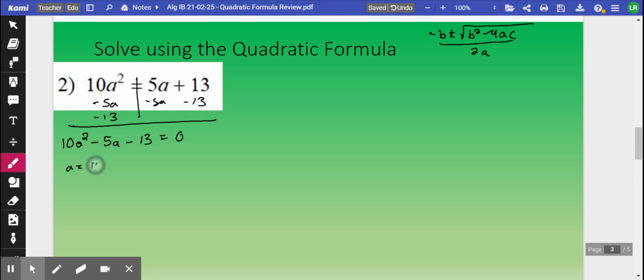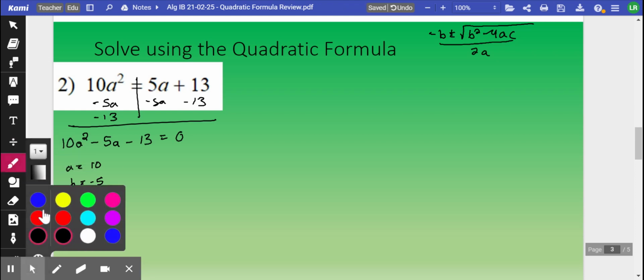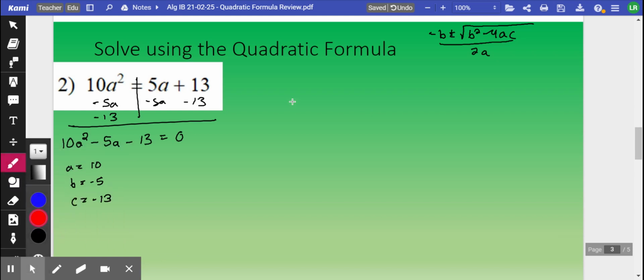So right now my a is 10, my b is negative 5, and my c is negative 13. And I'm going to plug them into the quadratic formula. So negative b, so negative of negative 5 plus or minus square root of negative 5 squared minus 4 times 10 times negative 13. And this is all over 2a, so all over 2 times 10.